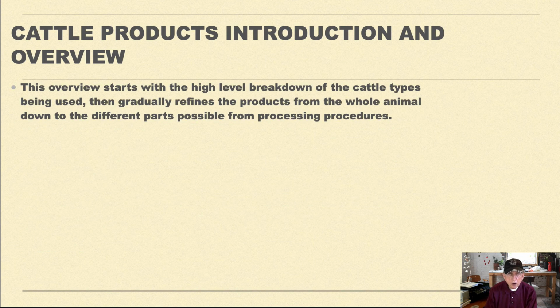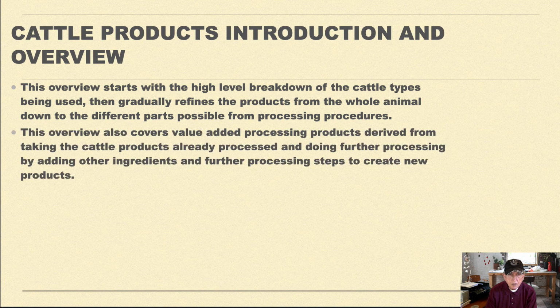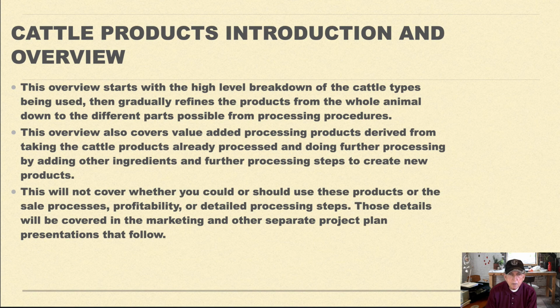This overview starts with the high-level breakdown of the cattle types being used, then gradually refines the products from the whole animal down to the different parts possible from processing procedures. This overview also covers value-added processing products derived from taking the cattle products already processed and doing further processing by adding other ingredients and further processing steps to create new products.